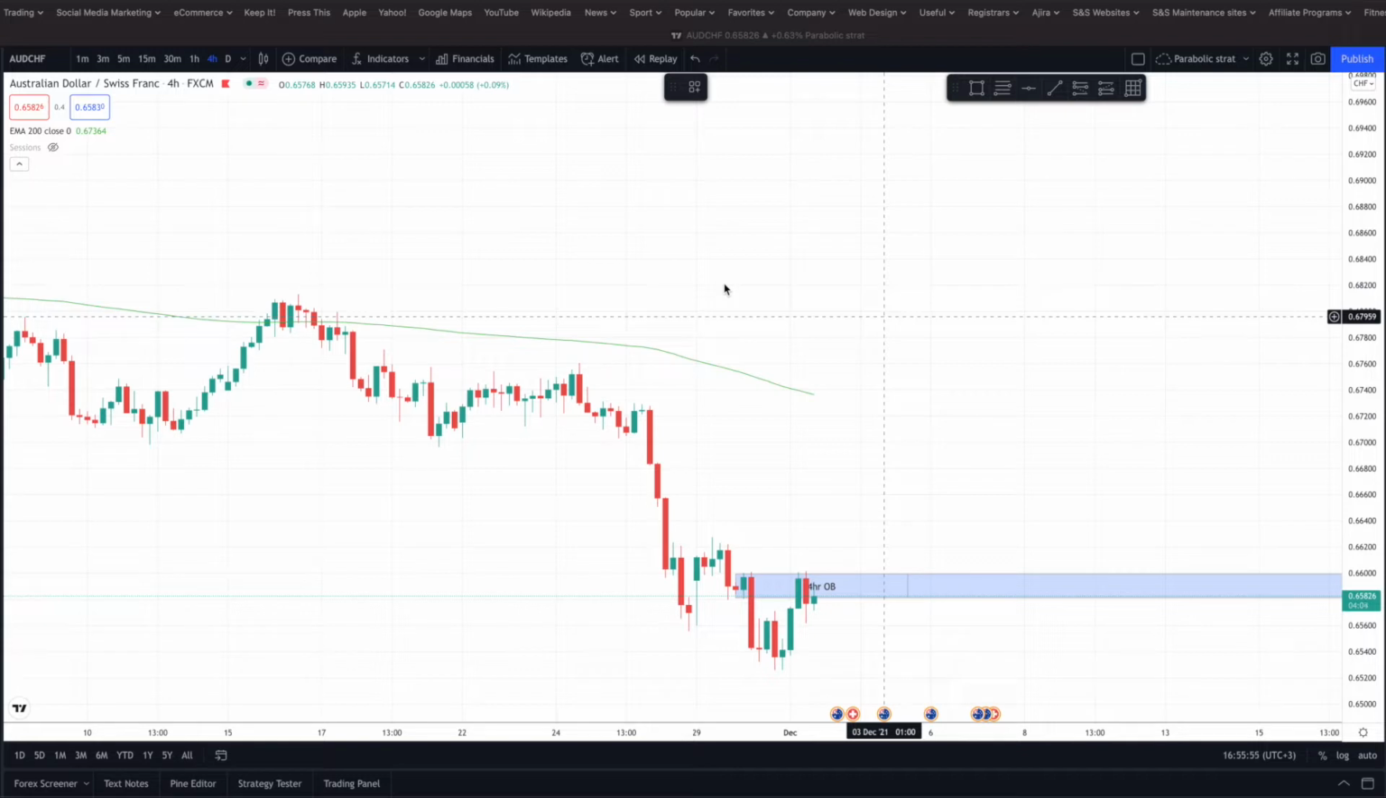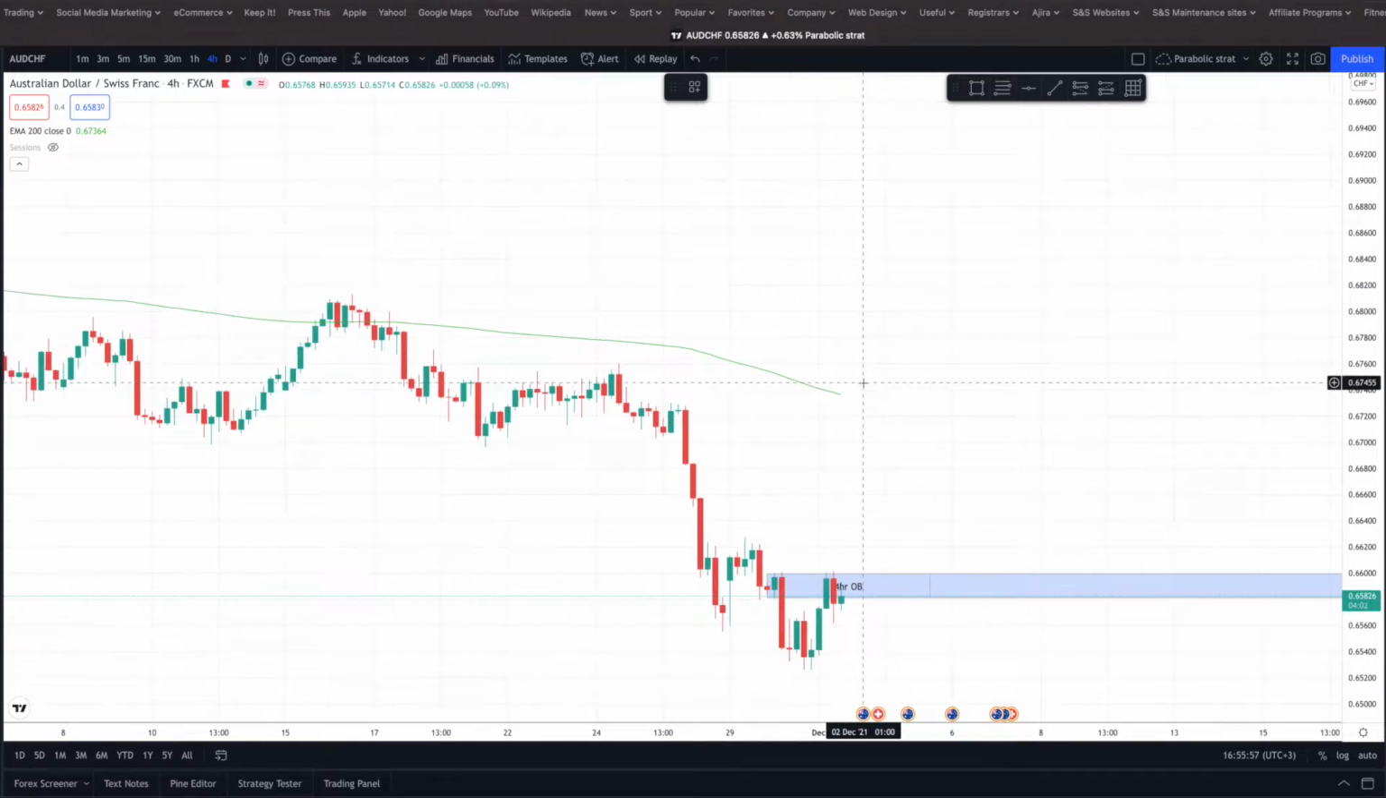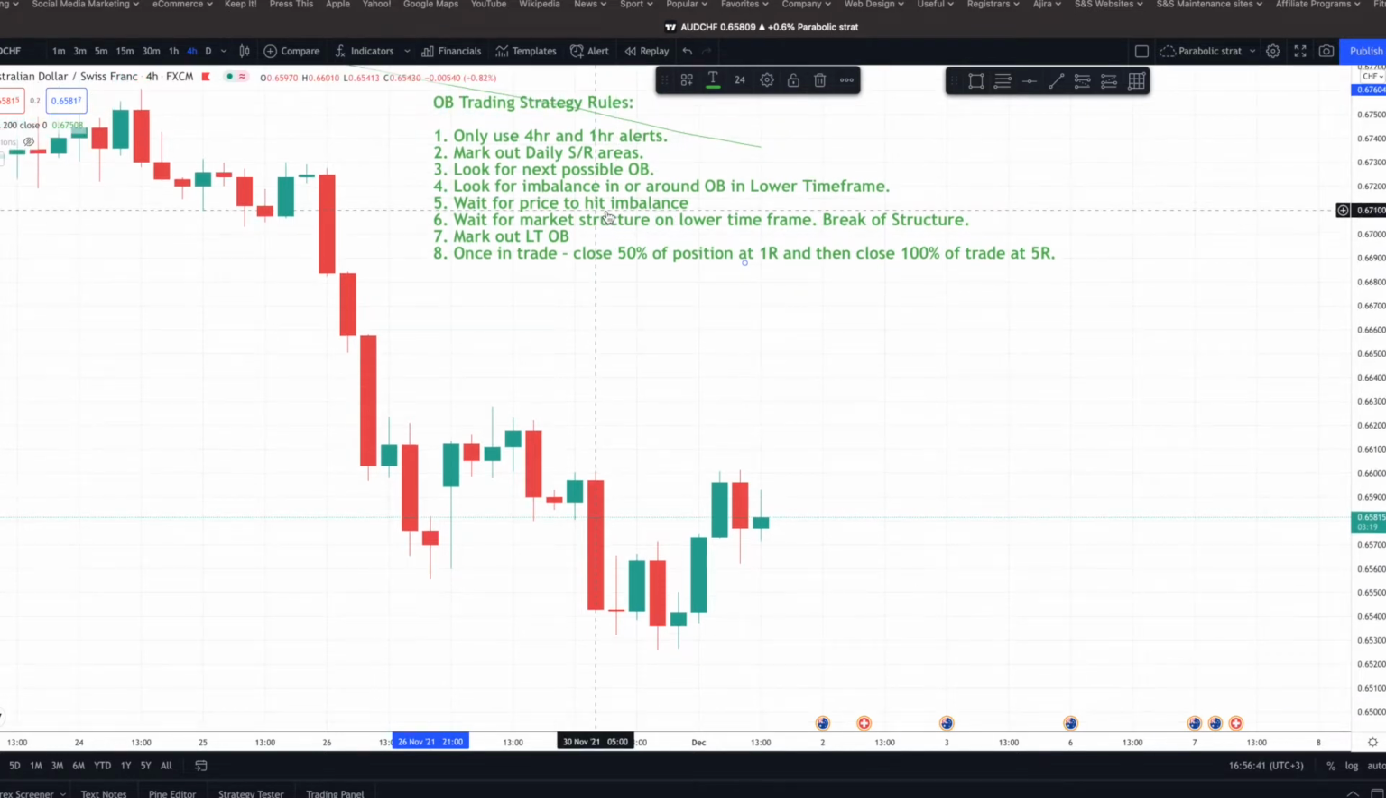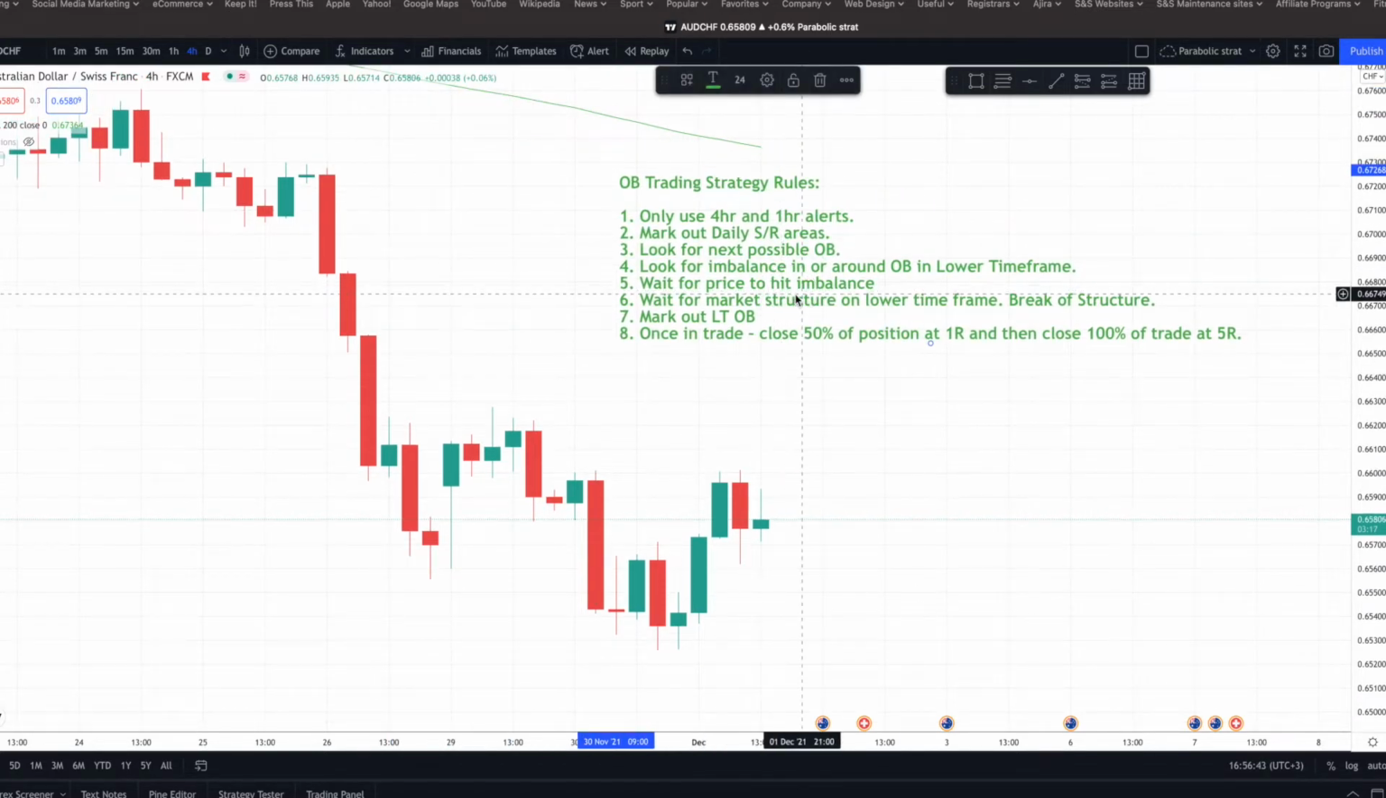So I'm going to first start explaining this strategy. This is basically the set of rules I follow while trading order blocks. Number one is I only trade 4-hour and 1-hour order blocks. The reason I've got alerts there is because I'm part of a community that sends out alerts. The only reason is because I don't really have time to mark up all the charts myself. I do like to do it, but it's just a time thing.